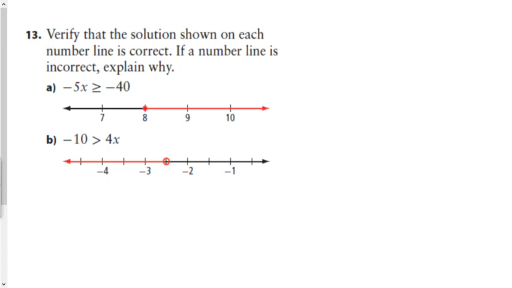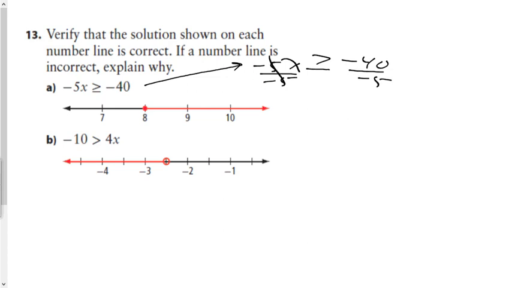So the first thing I would do here is solve the inequality. So we have negative 5x is greater than or equal to negative 40. I would divide both sides by the coefficient. Because I divided by the coefficient, which is negative, I flip my sign. And I have all values less than or equal to 8.